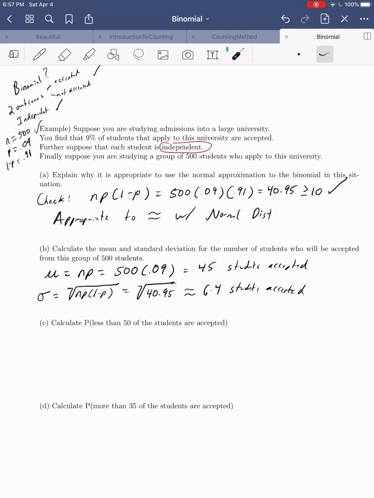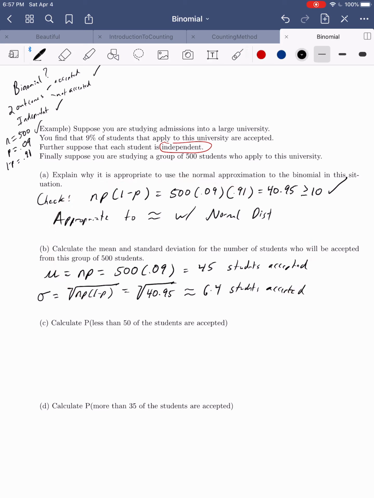So let's use this then to calculate a couple probabilities. First thing we want to calculate is the probability that less than 50 of these 500 students are accepted. So how would we do this? Well, we could say, okay, less than 50. That means 0, 1, 2, 3, 4, 5, all the way up to 49 and try to use our binomial formula. But that sounds really horrendous because that's going to be 50 calculations. So instead, we want to use this normal approximation.